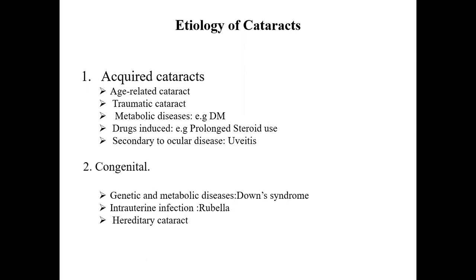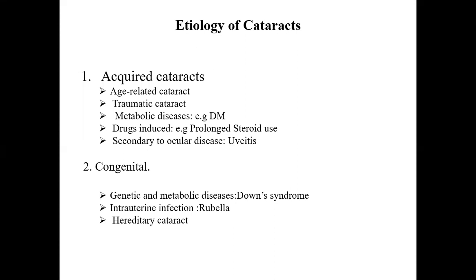So, what are the causes of cataract? We have acquired cataracts and we have congenital cataracts. In acquired cataracts, it can be due to age, because when we are aging, our cells degenerate. So the lens cells also start degenerating and they cannot be replaced. And then they become opacified, and then we get that cataract.